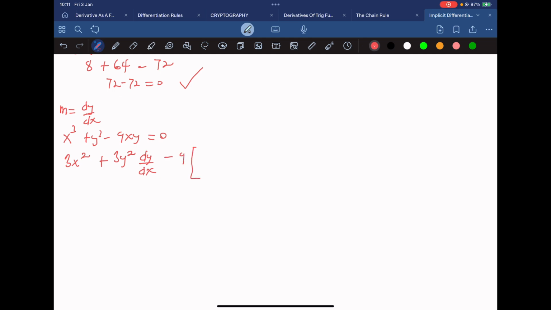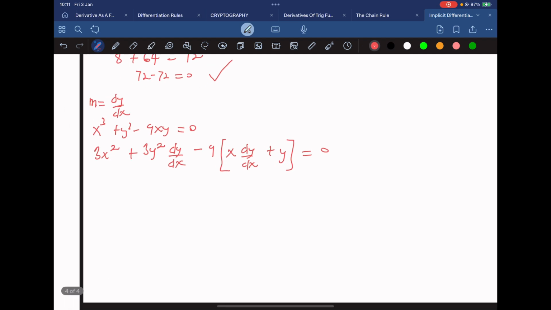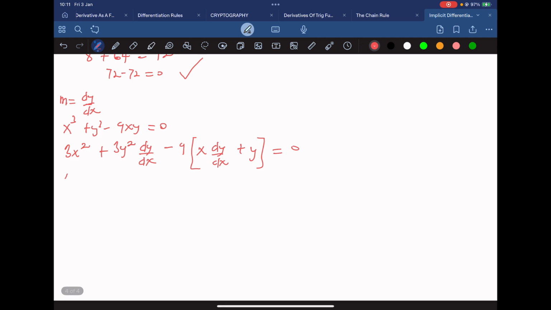Now remember, over here, we have to use the product rule. So for the product rule, we write the first one, which is x. We differentiate the second term, we have dy dx, plus, now we differentiate the first term, we have 1 multiplied by the second term, which is just y. And if we differentiate the right hand side, you always get 0. So we can expand this. So we have 3x squared plus 3y squared dy dx minus 9x dy dx minus 9y equal to 0.